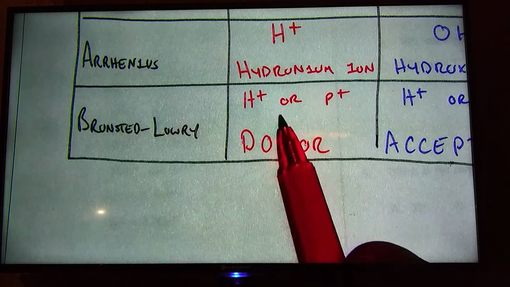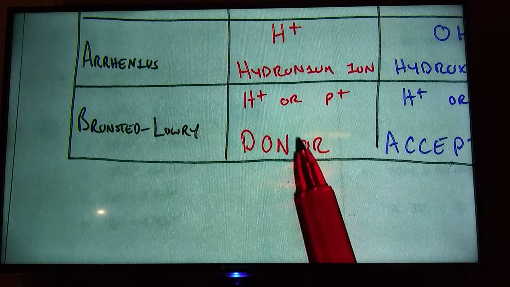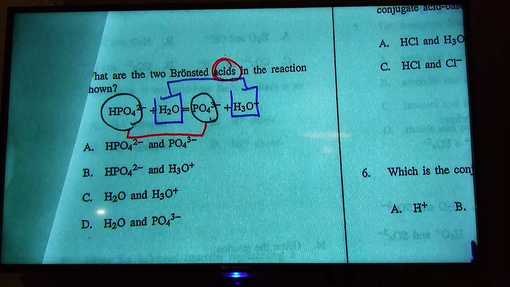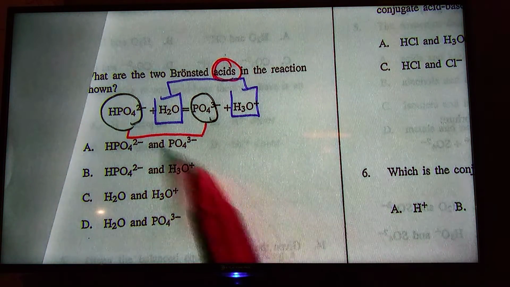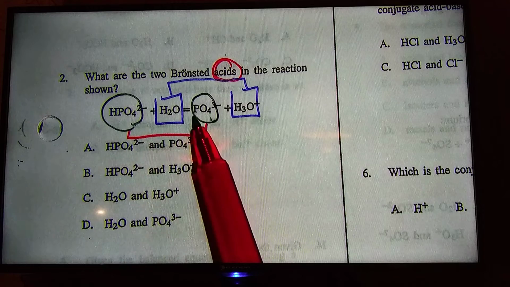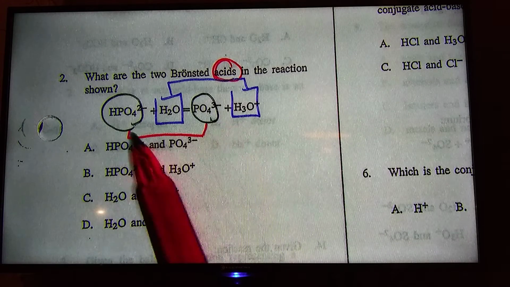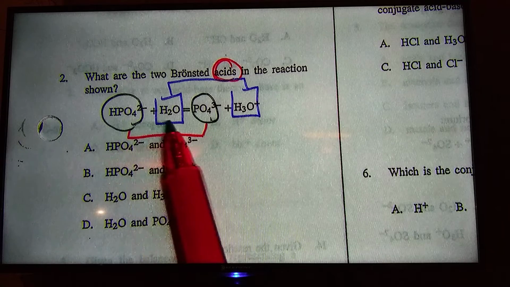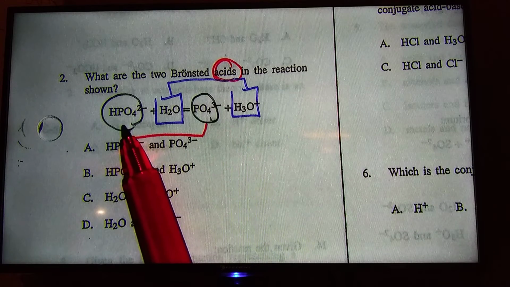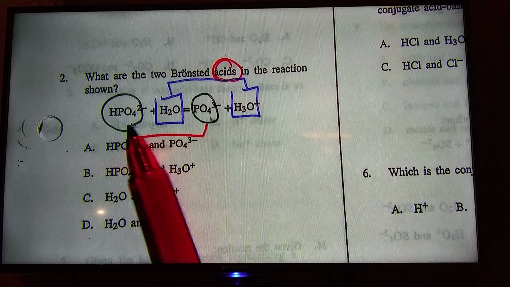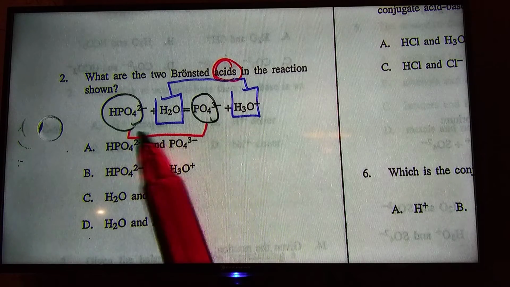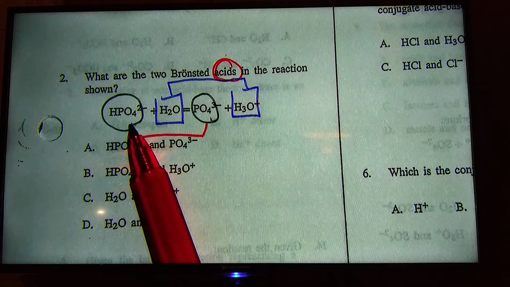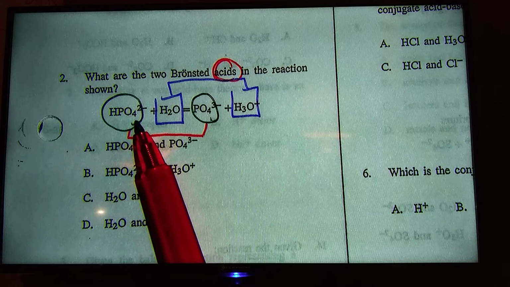Acid's going to be a proton or an H donor. So we're looking for which one's going to be donating. So here we go, HPO4 to PO4. What's going on? From here to here, it's donating an H. So from here to here, it lost an H. That transition, that HPO4 is donating it to something else.